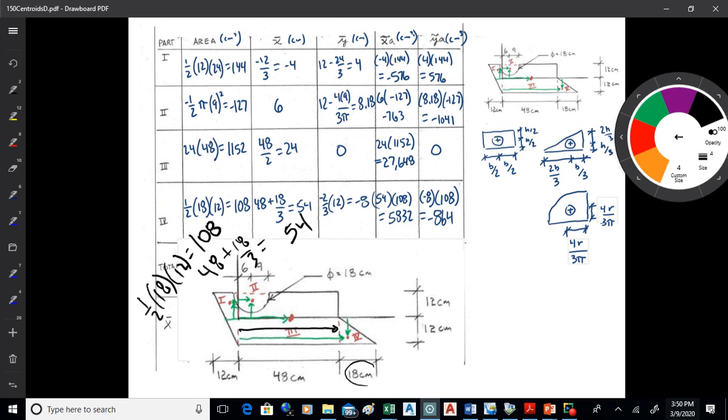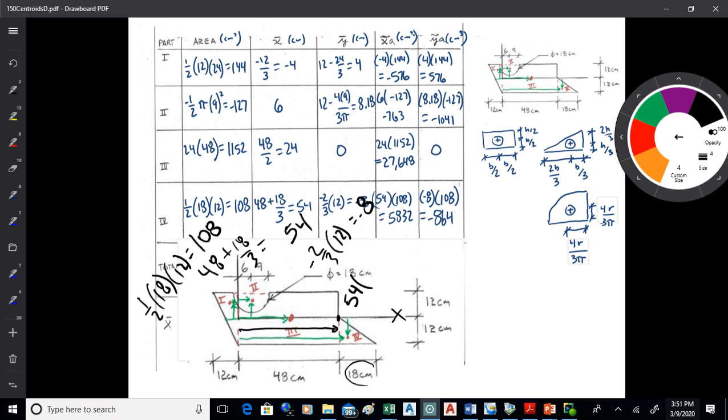Now the triangle is also below the x-axis. It's in the negative y direction, so that's a negative distance. You're coming from the vertex, so to get to the centroid of the triangle from the vertex, it's negative 2/3 times 12, negative 8. All right, so we get 54 for the little x bar and negative 8 for the little y bar there.